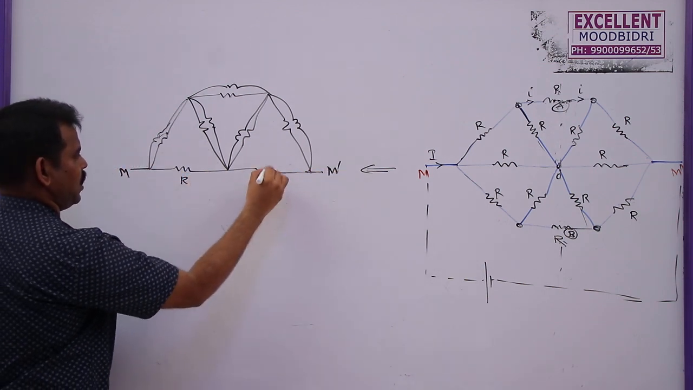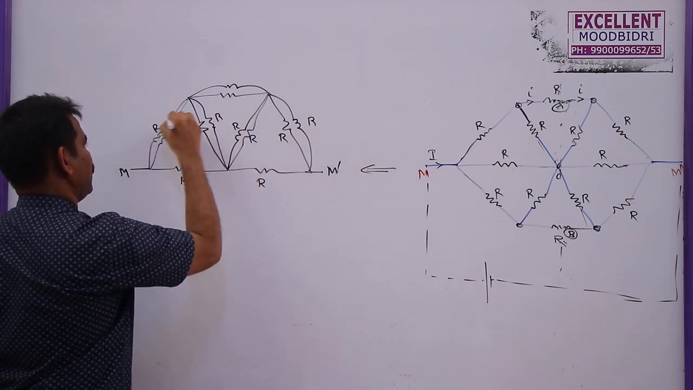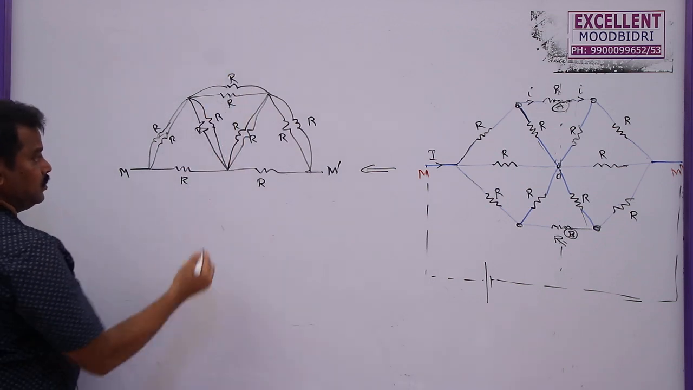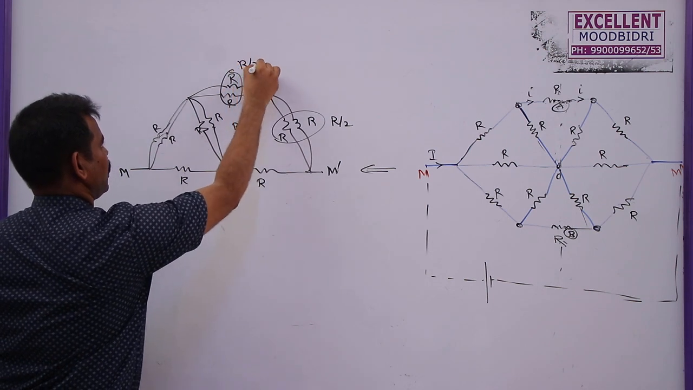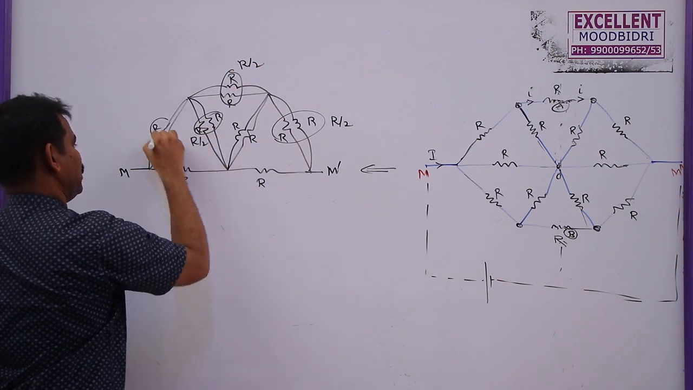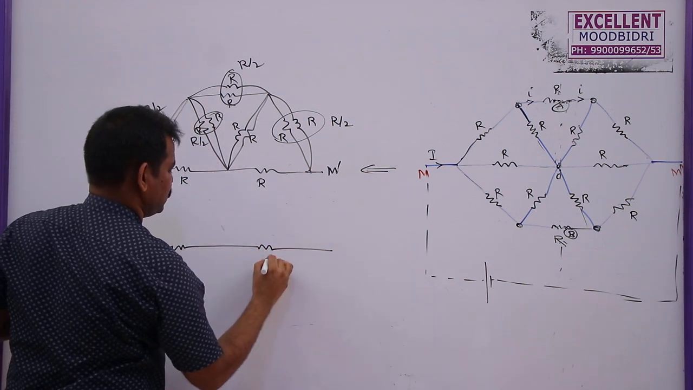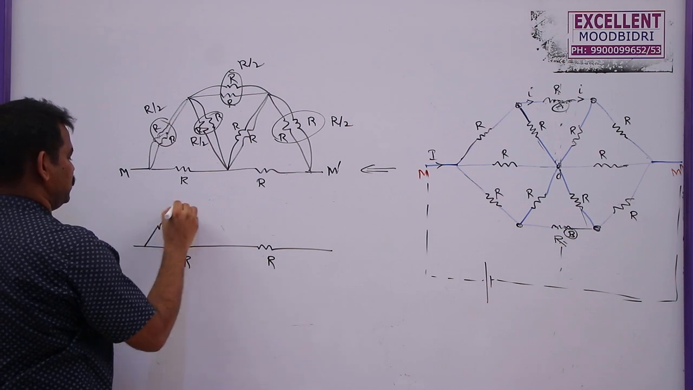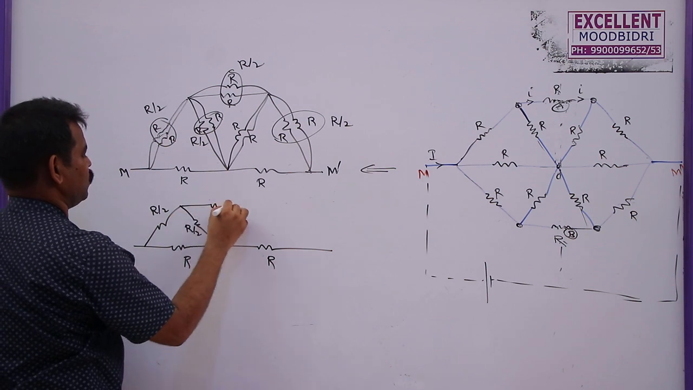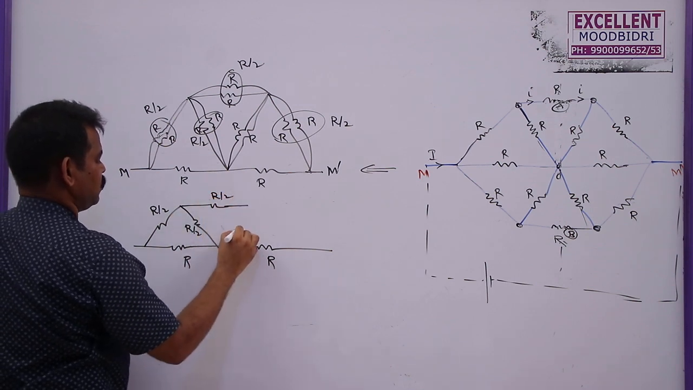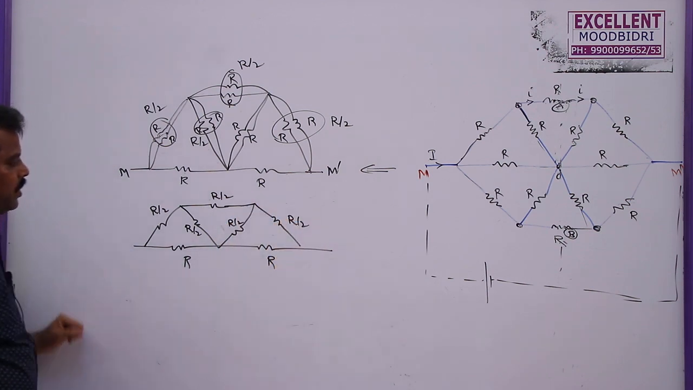So this is R. Now as these two are parallel, this will become R by 2. This is also R by 2. This is also R by 2. This is also R by 2. Now the same diagram can be redrawn like this. This is R and R. This is R by 2. This is R by 2. This is R by 2. This is R by 2. This is R by 2.